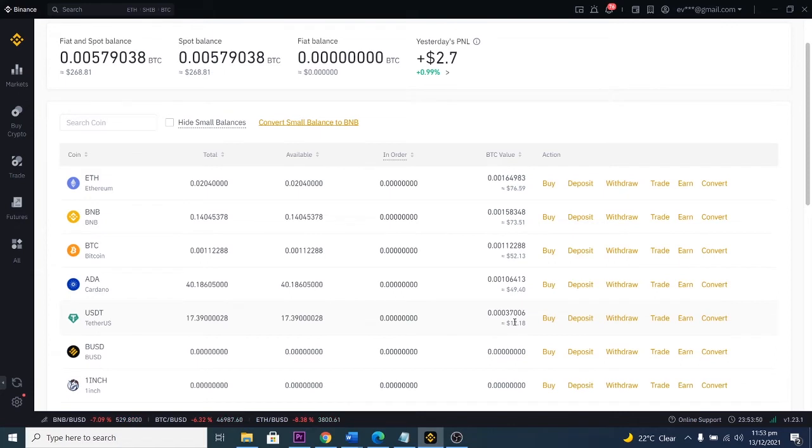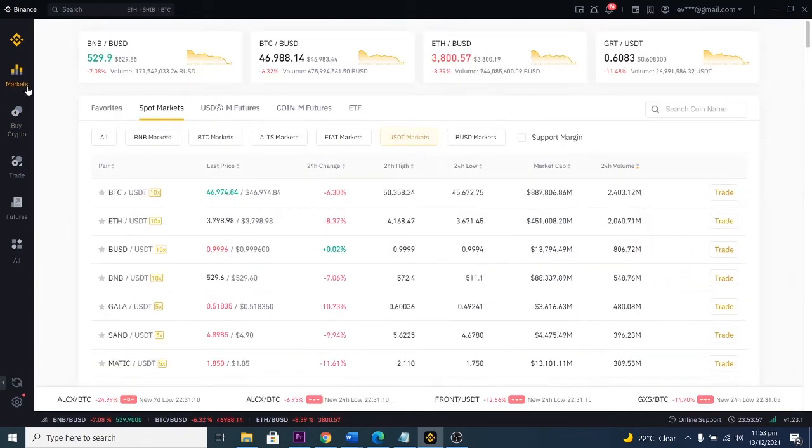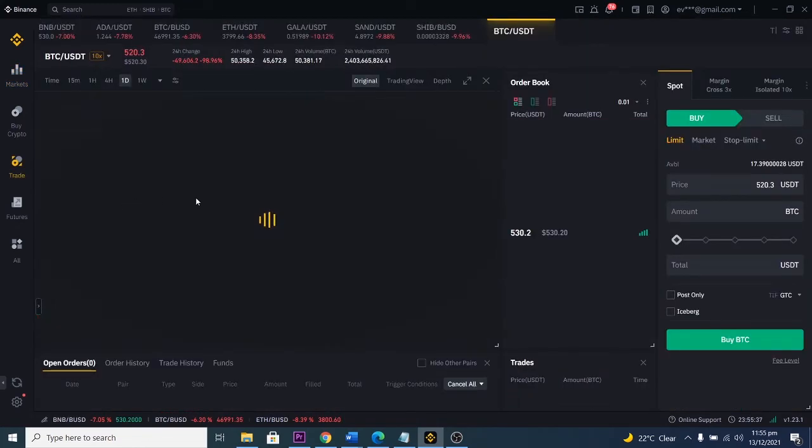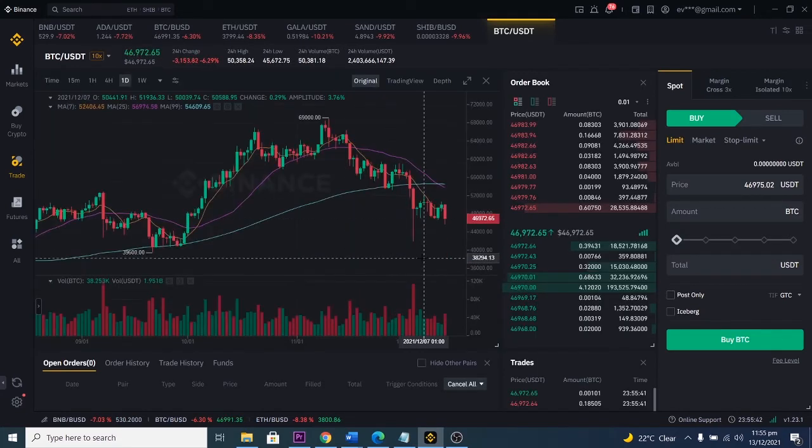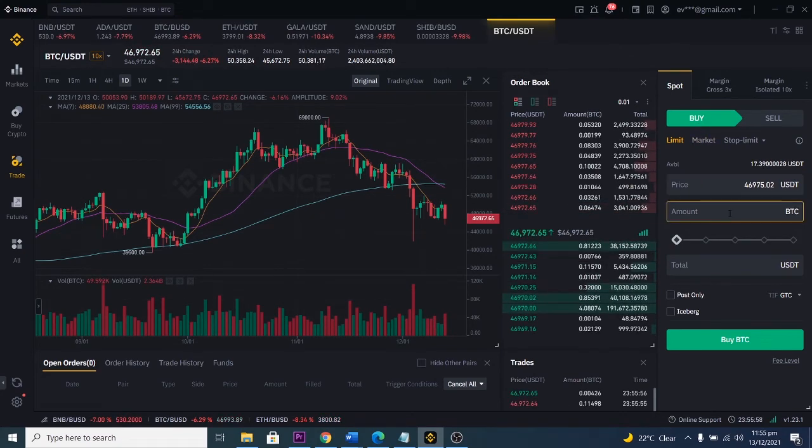Now if I actually wanted to buy a coin, maybe I want to buy BTC, I'll just go to market. Let me filter it by USDT market, because I have USDT and I want to use USDT to buy the BTC. So this is BTC USDT. BTC is currently 46,972. BTC is currently falling. So you click on it, and then this is the available balance that I have.